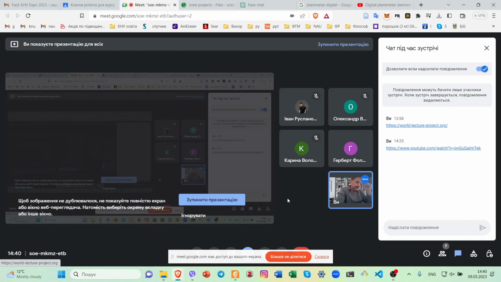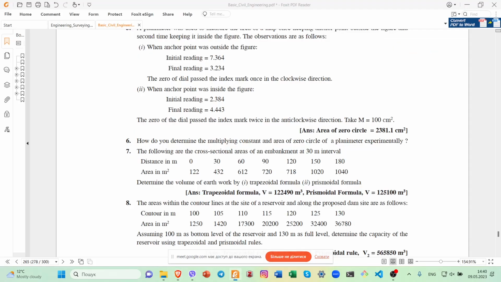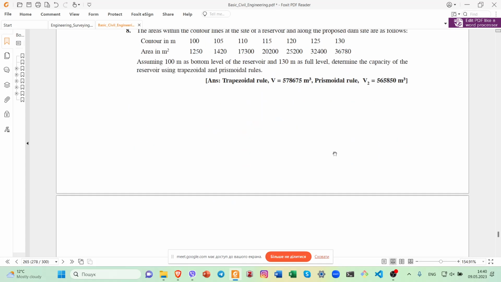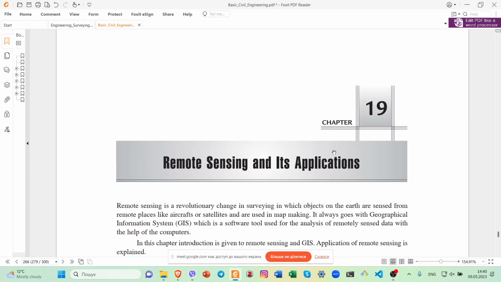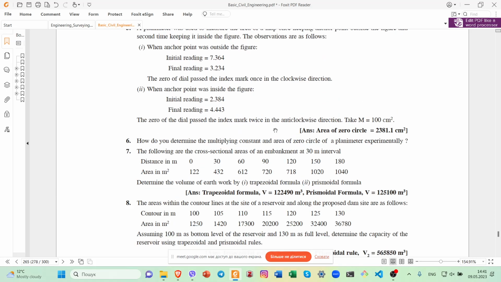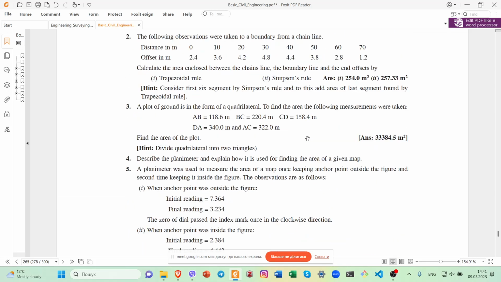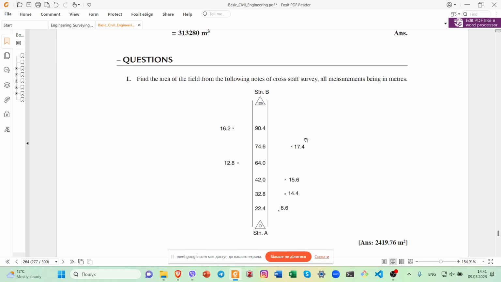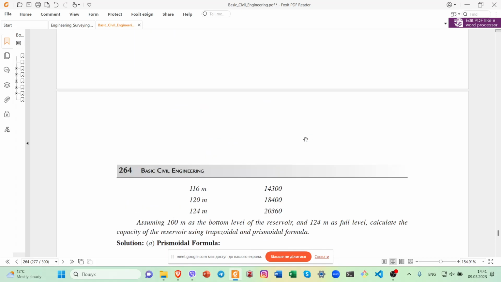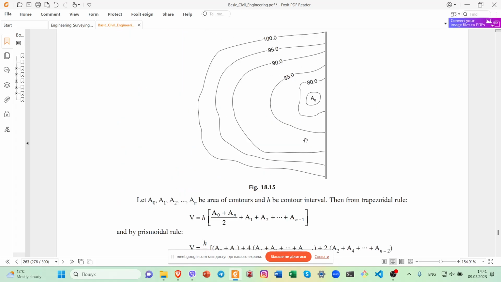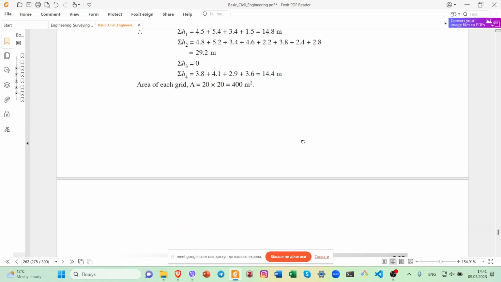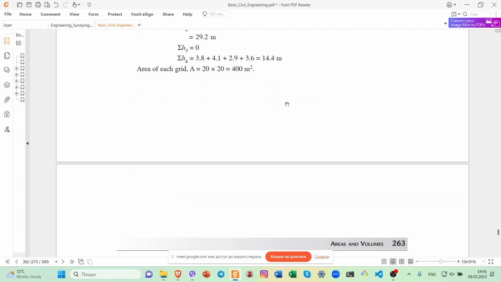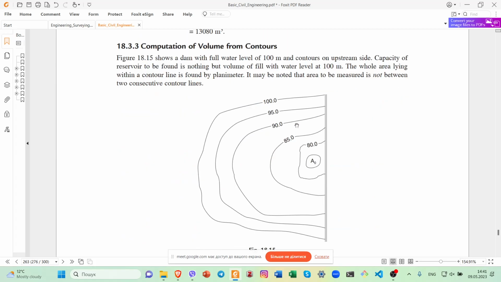Well, I think that we can take some kind of assignment on how to calculate area and volume of groundworks or volume of a reservoir.